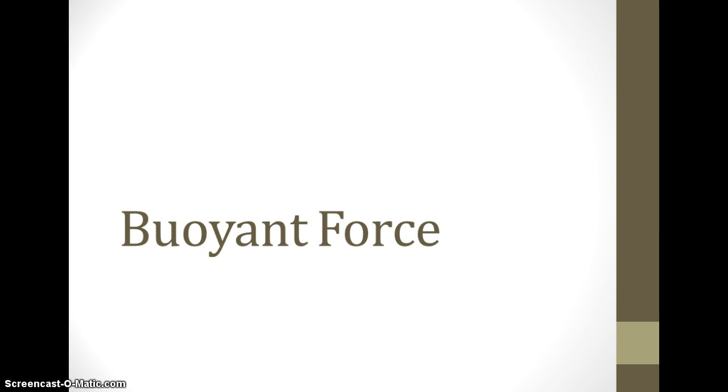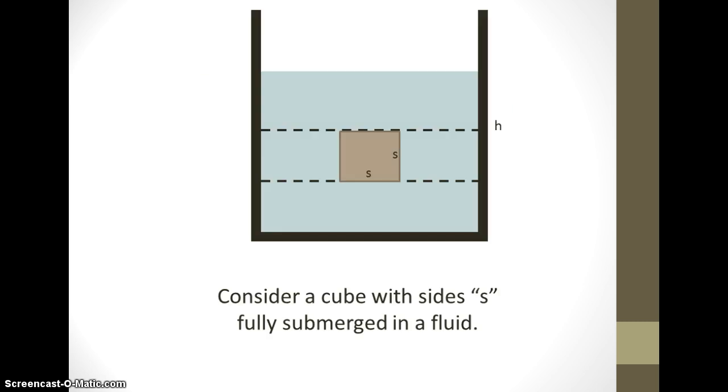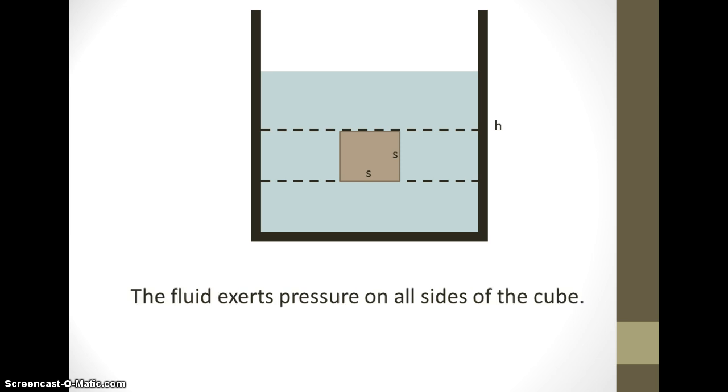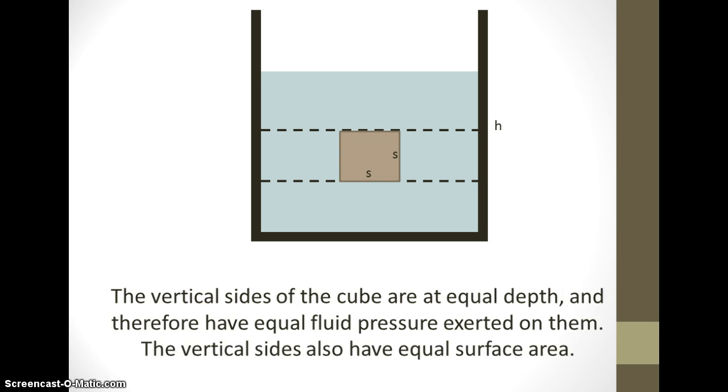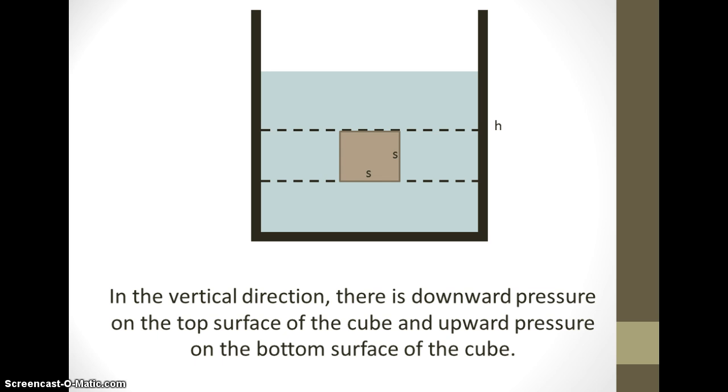Okay, for buoyant force. What is the buoyant force exerted on an object submerged in a fluid? Well, consider a cube with sides s fully submerged in a fluid. The fluid exerts pressure on all sides of the cube. The vertical sides of the cube are at equal depth and therefore have equal fluid pressure exerted on them. The vertical sides also have equal surface area. We know that force equals pressure times area, and so therefore the sum of the horizontal forces exerted on the cube is 0. So that leaves us with just the forces in the vertical direction.